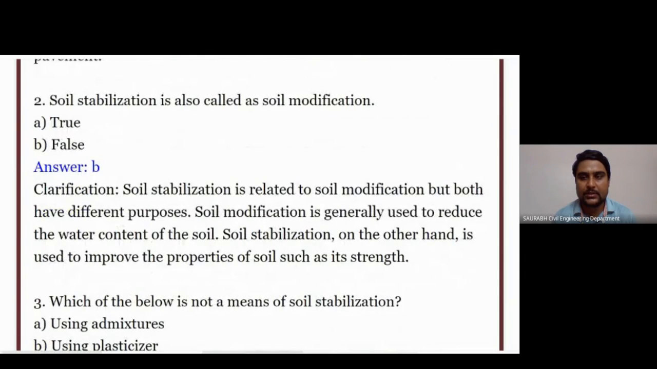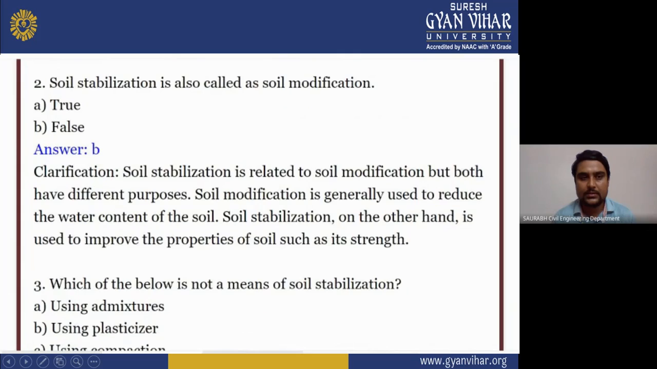Next question is given here. As you can see, this is your question number two. Soil stabilization is also called soil modification. Is this true or false? So here is the clarification. It will be false. Soil stabilization is related to soil modification, but both have different purposes. Soil modification is generally used to reduce the water content of the soil. Soil stabilization, on the other hand, is used to improve the properties of soil, such as the strength.